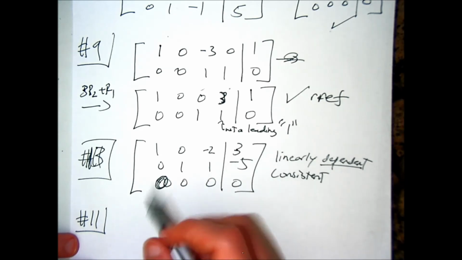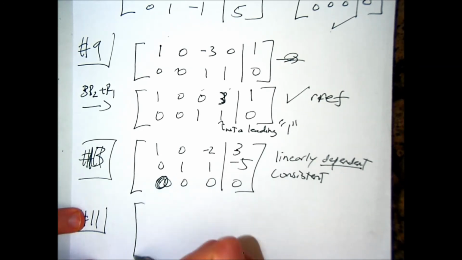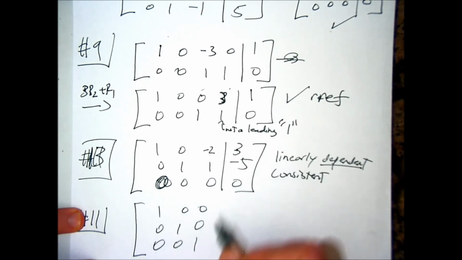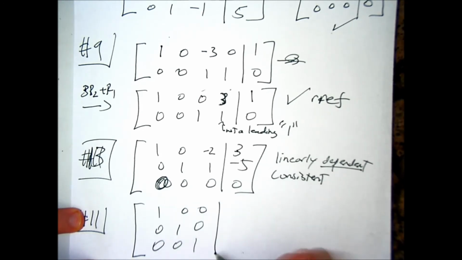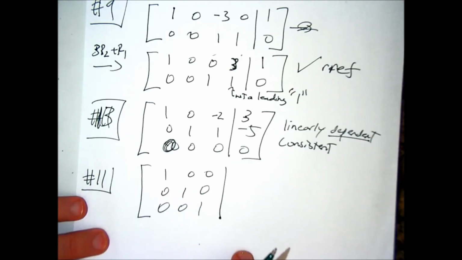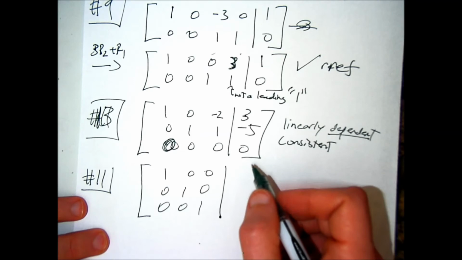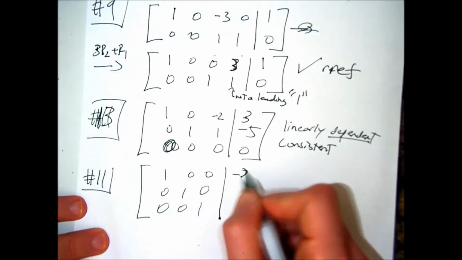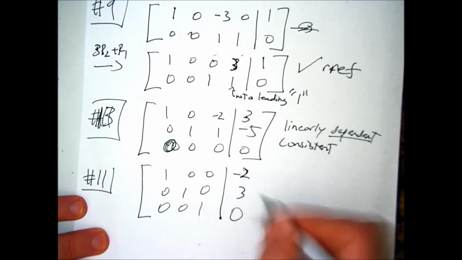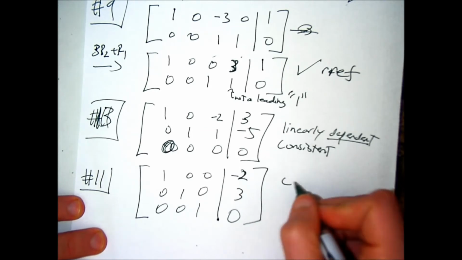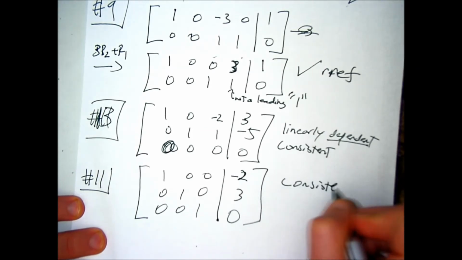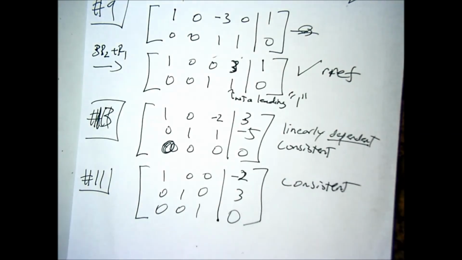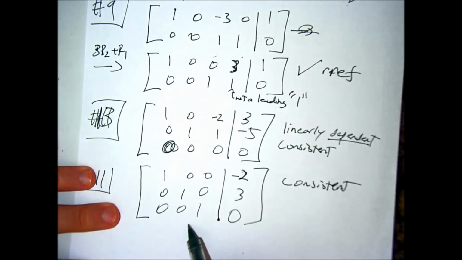Alright, so number 11, that is 1, 0, 0, 0, 1, 0, 0, 0, 1. Once you see this, the identity matrix, if you have a square matrix and you see the identity, it basically means you have a unique solution. I'm pretty confident that that's the case. So this is a consistent system. There's no contradiction. Do I have 1 is equal to 0? Not really. I have 1 times x3 is equal to 0.